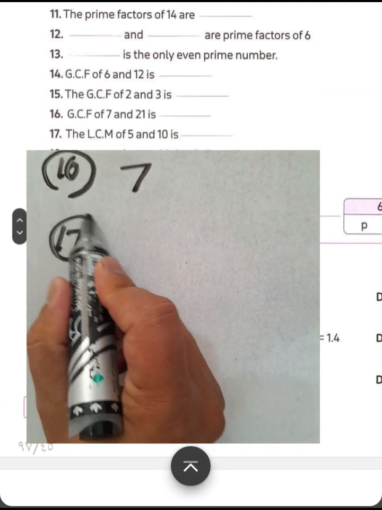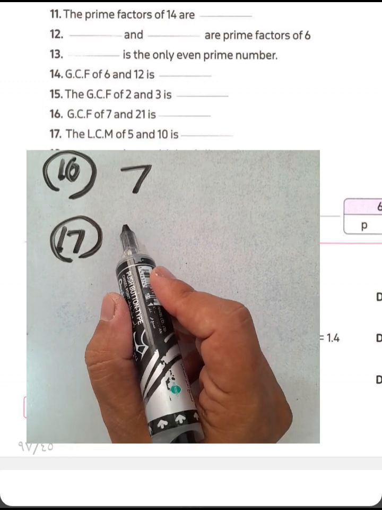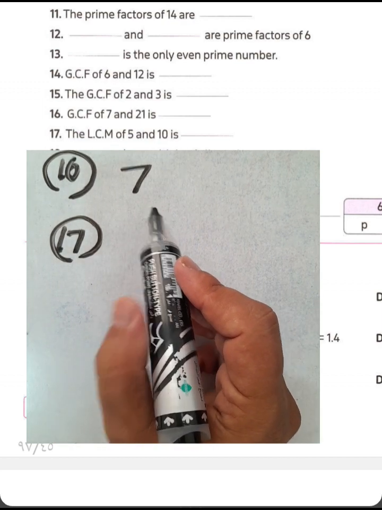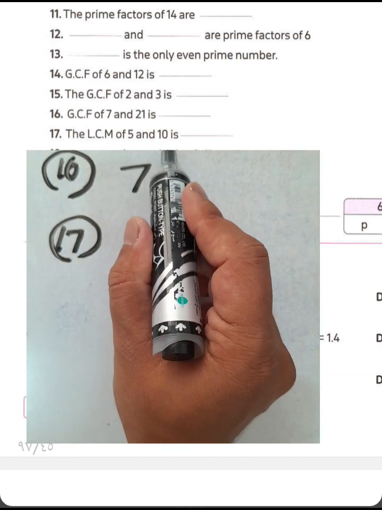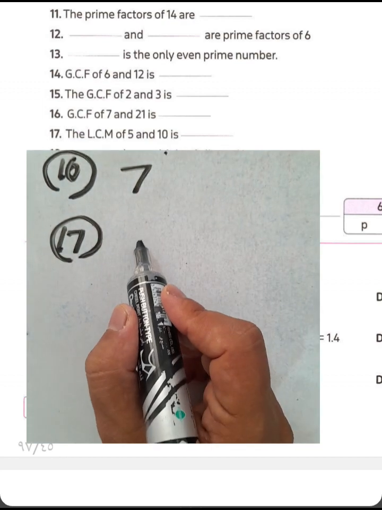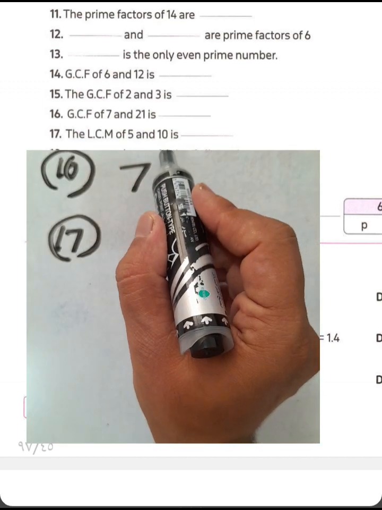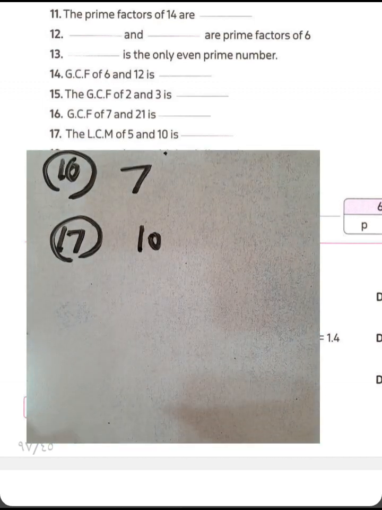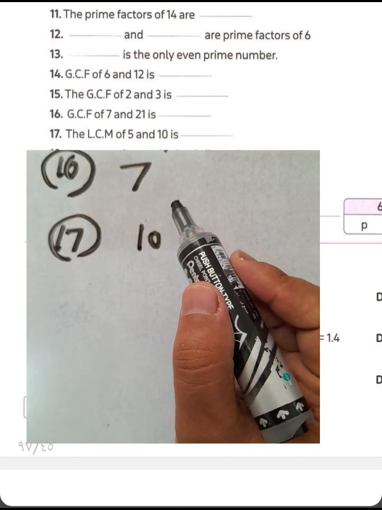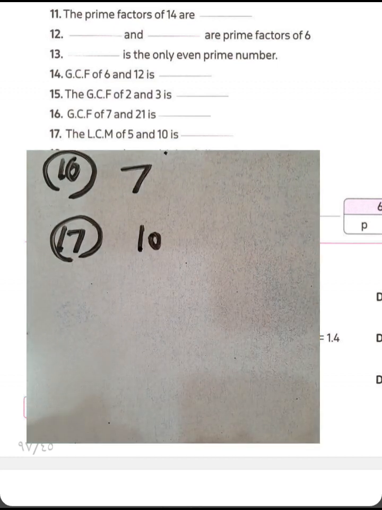Question 17. The least common multiple of 5 and 10. 10 can be divided by 5, then 10 is the least common multiple between the two numbers. It's very easy to find the least common multiple. The greatest number here, 10, can be divided by 5, then 10 is the least common multiple between 10 and 5. And 5 is a prime number here, and we call it the greatest common factor between the two numbers, 10 and 5.